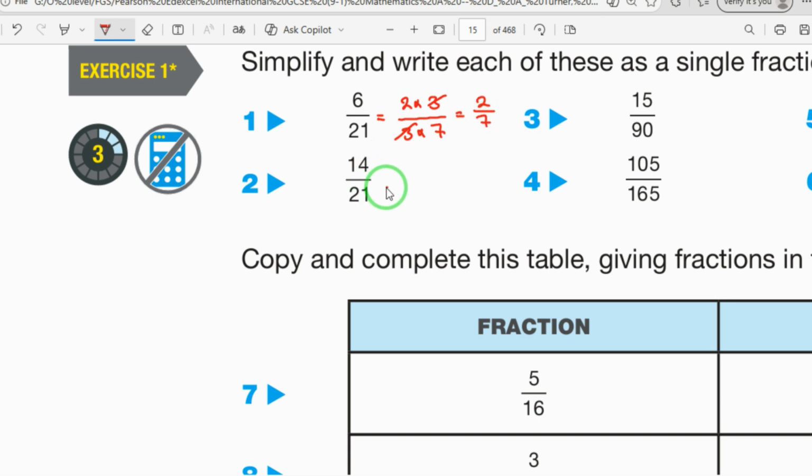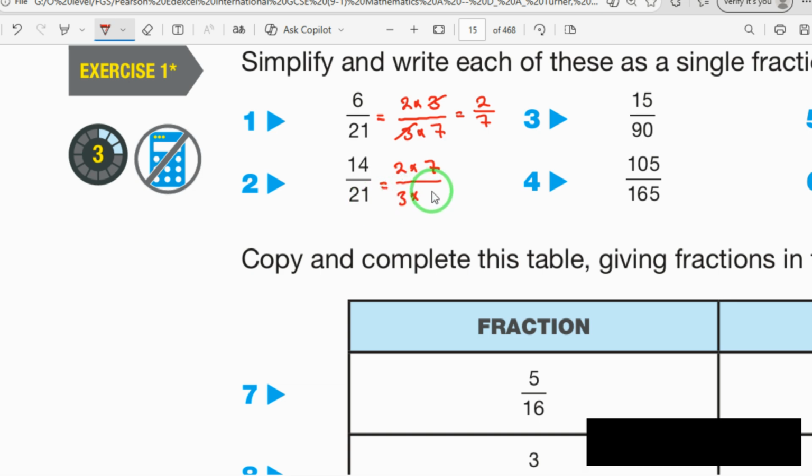The same way we come to question number 2. Here we can write 14 as 2 times 7, and 21 as 3 times 7. Now here we have a common factor 7. We can simplify or cancel, and what remains is 2 over 3.